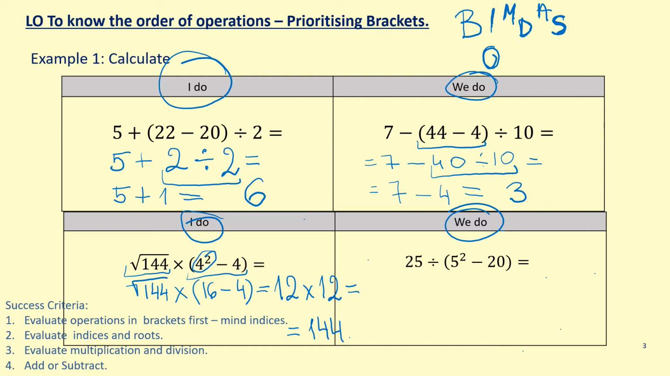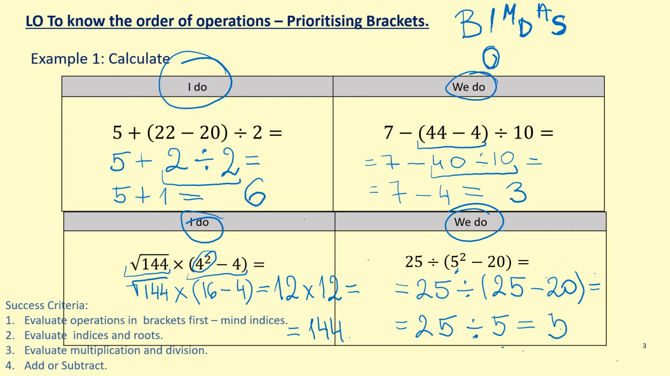So to do the bracket, I need to do that square first. So this is going to be 25 divided by, and in the bracket, I've got 25 minus 20. That is equal to 25 divided by, I need to do what's in the bracket first this time. So it's divide by 5, and the answer is 5. So if that's what you've got, well done. If not, take a green pen and correct it, write the right way.